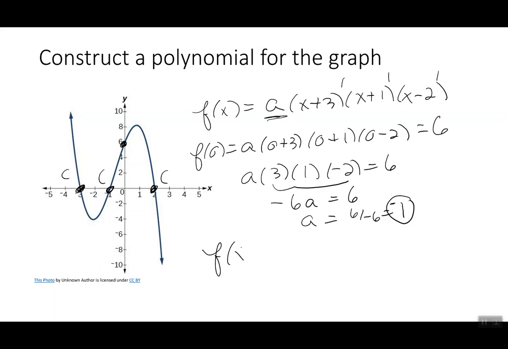So here's my f of x. You can put a -1, or you can just say negative x plus 3 times x plus 1 times x minus 2. Same thing. But I needed that negative to make it go down on the right, which is going to make it go up on the left because I have this overall degree of 3 here.